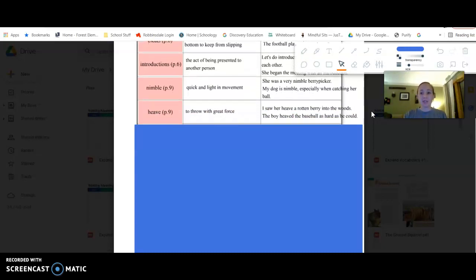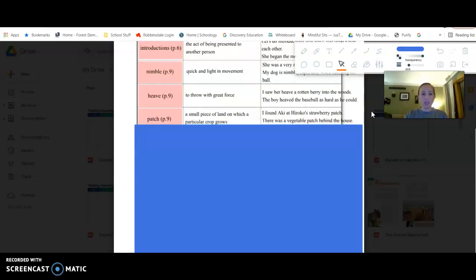All right, heave. This is a word that has multiple meanings, but in the story it means to throw with great force. Okay, I saw her heave a rotten berry into the woods. You're throwing it really hard. The boy heaved the baseball as hard as he could. Sometimes it can mean like to throw up. Oh, he's heaving. But in this case, just throwing.